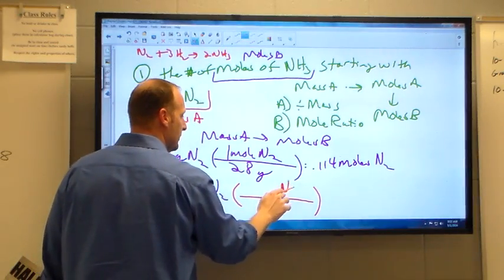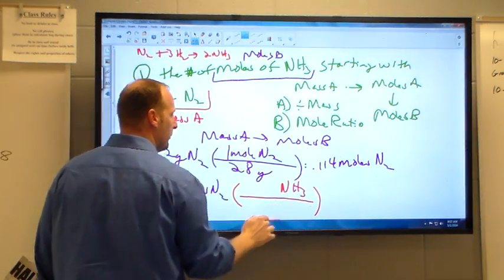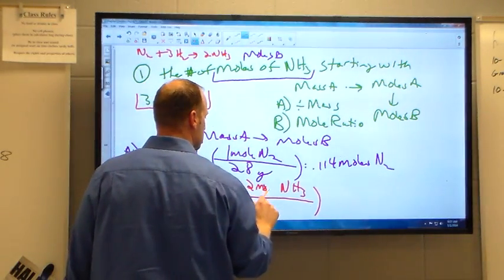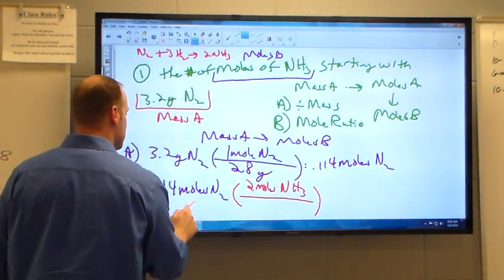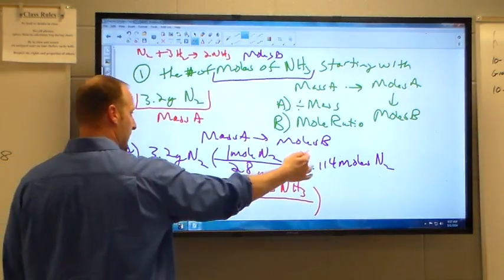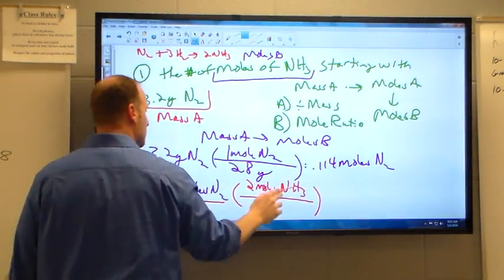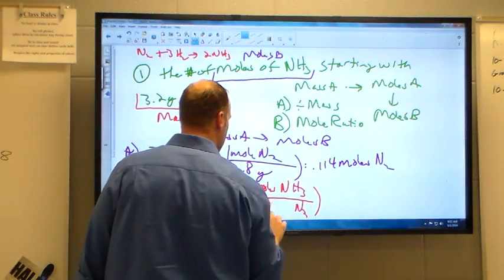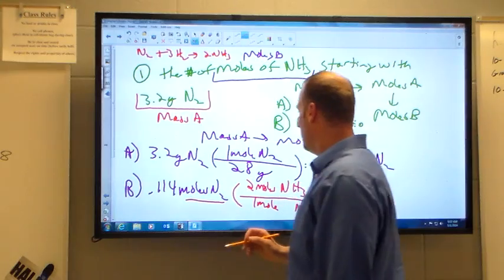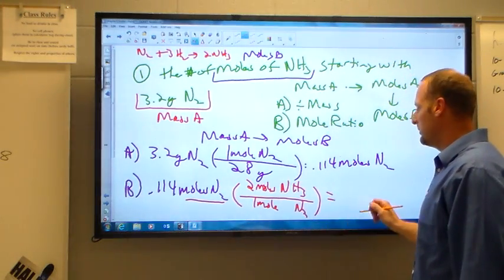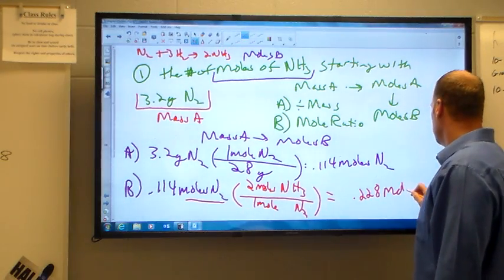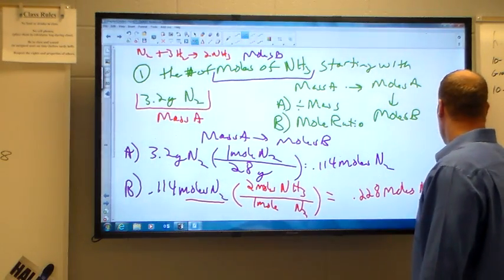This is what we've been doing here. The recipe calls for 2 moles of NH3. And the substance I started with by converting to moles was N2, so we go to the bottom. And there's 1 mole N2 in the bottom. So what we have then is we would calculate or predict 0.228 moles of NH3.